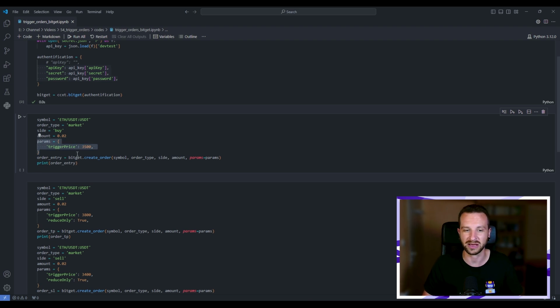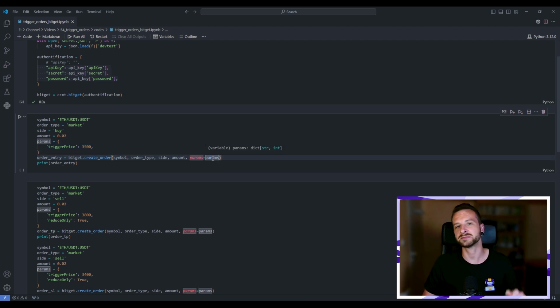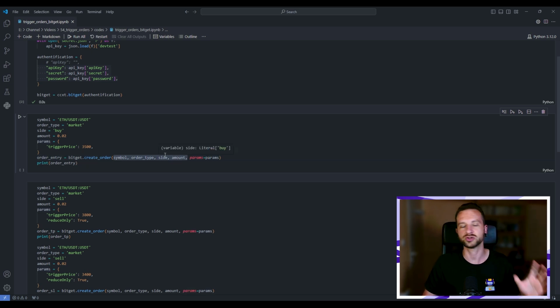And by giving the trigger price, BitGet will understand that what I'm placing here is a trigger market order. By the way, when you start putting things in this params dictionary in this create order function, this starts being quite specific to the exchange. What I'm trying to say is that everything before that is common to many exchanges.